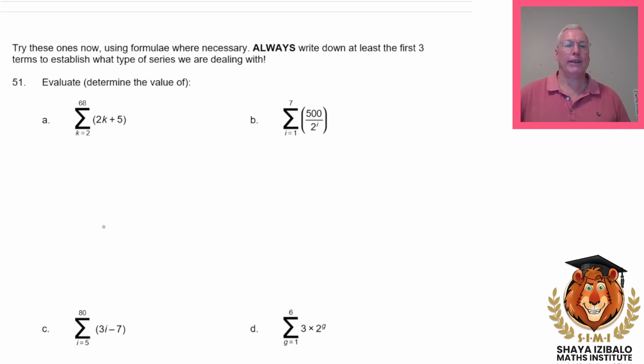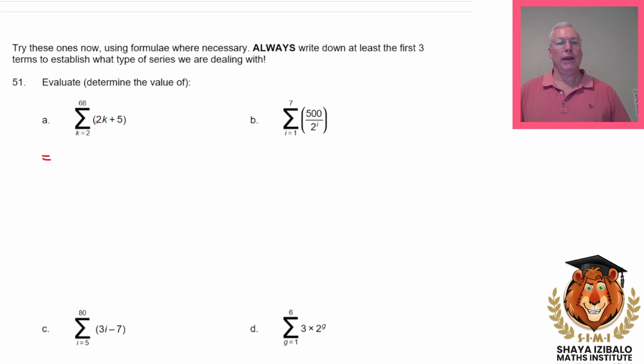We're going to ask you to write down some terms first to make sure what you are dealing with. Is it arithmetic? Is it geometric? That's going to help us decide which formula to use. But with all of them, no matter what formula you're using, please make sure that you're adding the right number of terms. Let's do the first one together. Okay? We're just going to write down the first 3 terms.